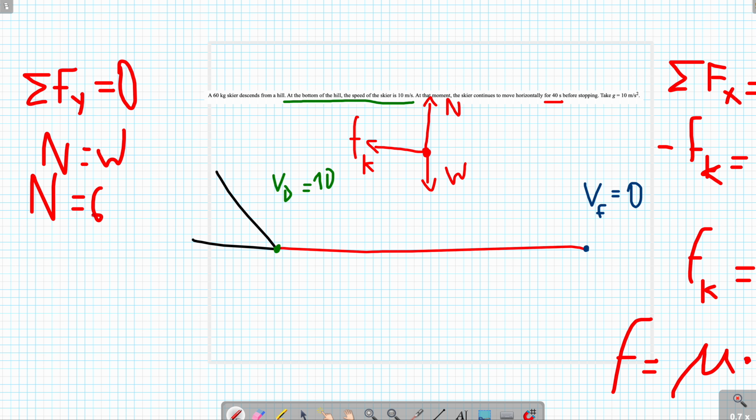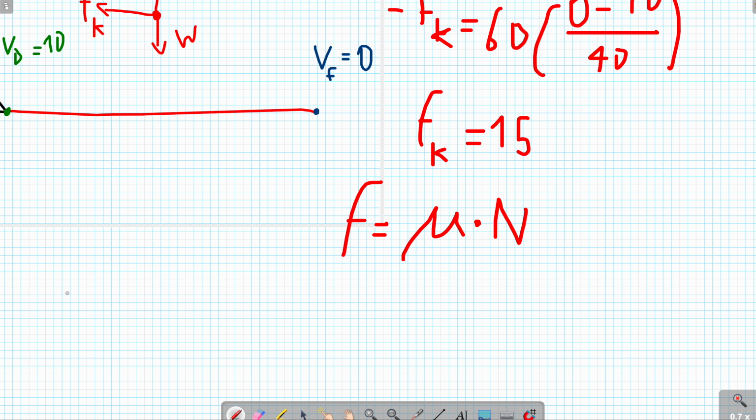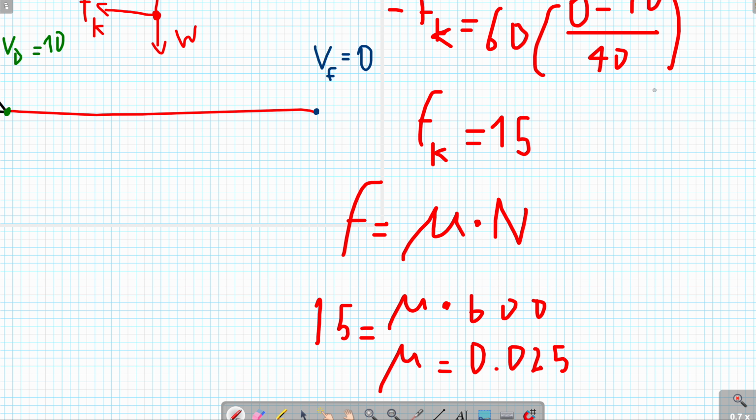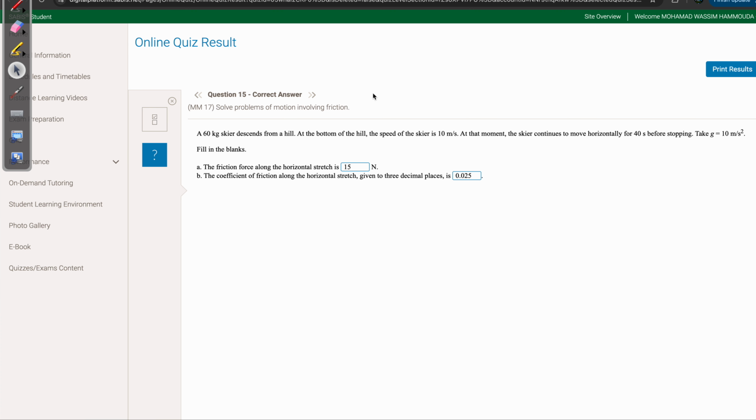Normal is equal to 600. We have the mass of the skier, they gave it as 60 and they said G is 10. So the normal is 600. So friction, which is 15, is equal to the coefficient times 600. You'll get the coefficient is 0.025, which is what we have here.